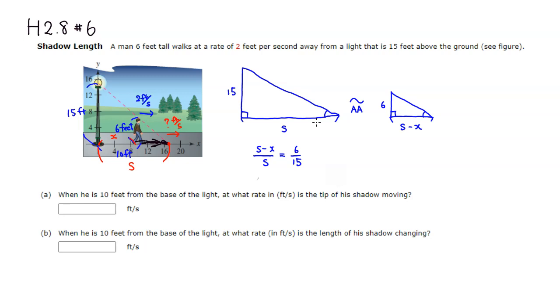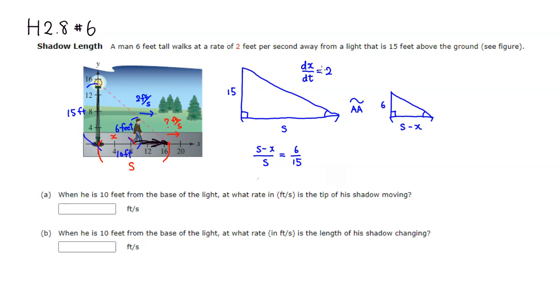What else do we know? Since this person is moving away at the rate of 2 feet per second, the distance x is increasing at that rate. So I'm going to write it down: the rate of change of x with respect to time is 2 feet per second.